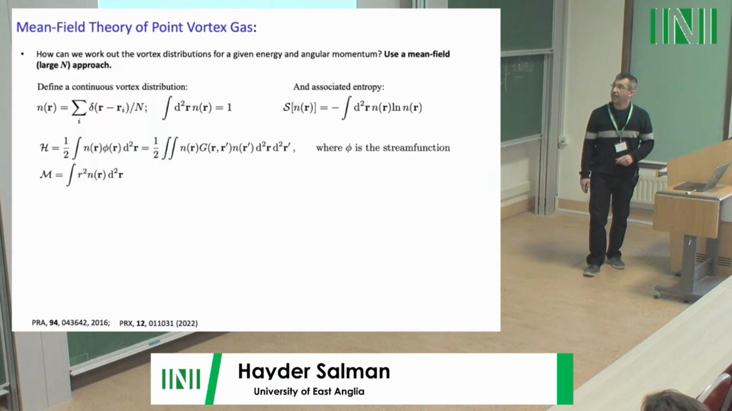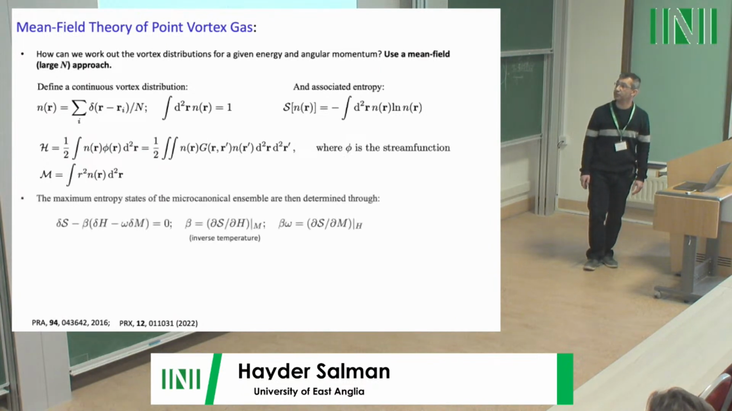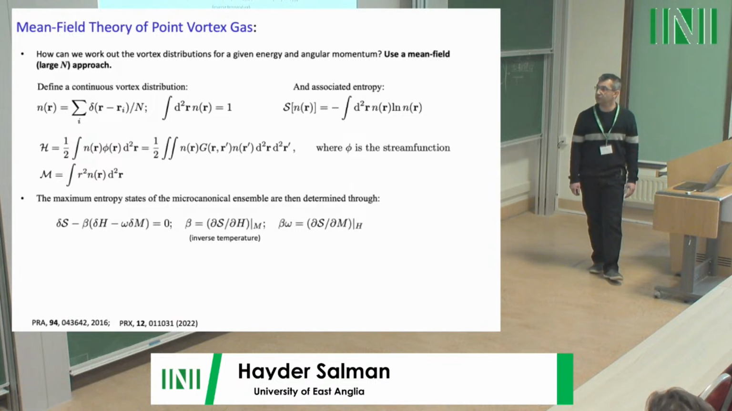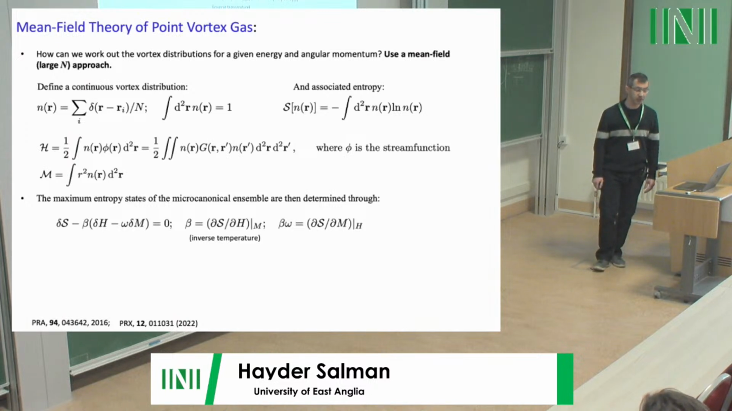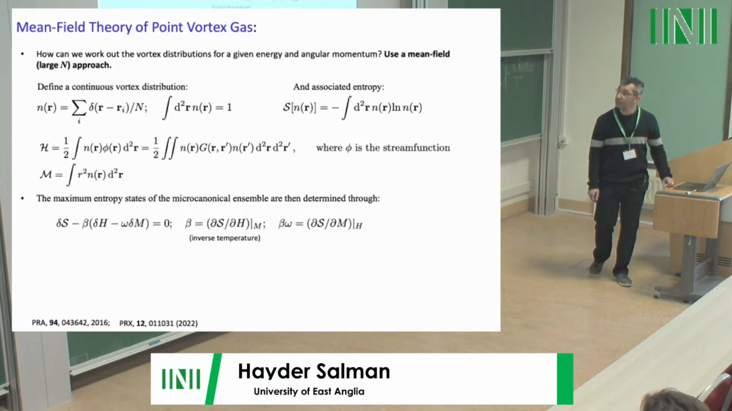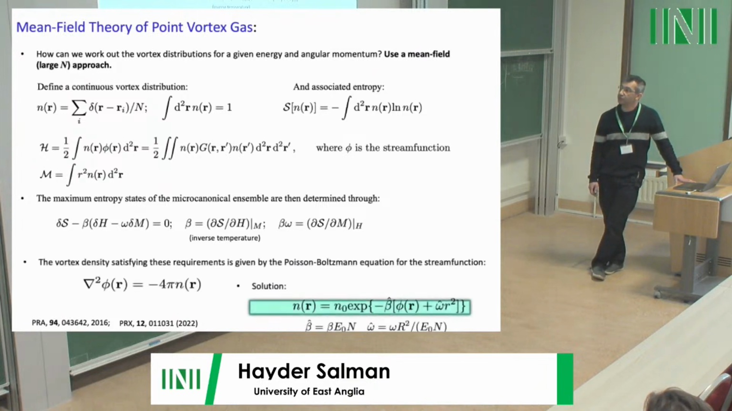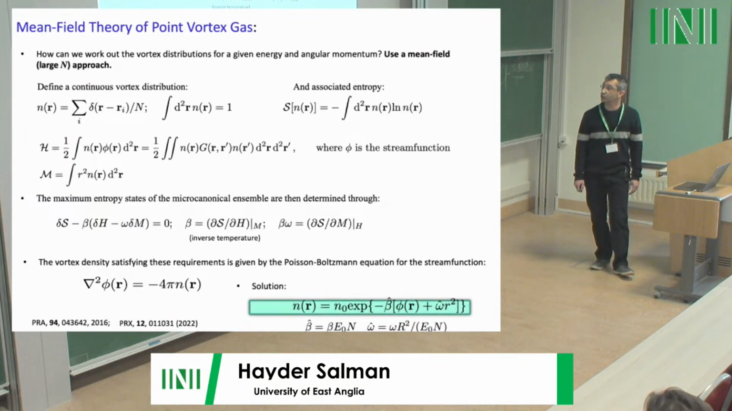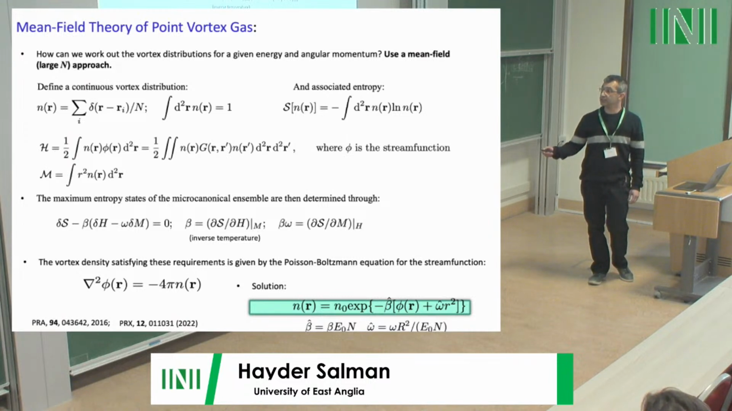Right, now, the next task is to maximize the entropy subject to these constraints. And so you apply a variational principle, and you try to find really the extremum of the entropy subject to the constraints of fixed energy and angular momentum. And so these now have associated Lagrange multipliers with them. So beta is the Lagrange multiplier for energy, and omega, the frequency, is the Lagrange multiplier for angular momentum. And so from that, you recover an equation that describes the equilibrium states of the vortex distribution. That's the so-called Poisson-Boltzmann equation that describes the stream function in terms of the number density, and the number density itself obeys this Boltzmann distribution here.